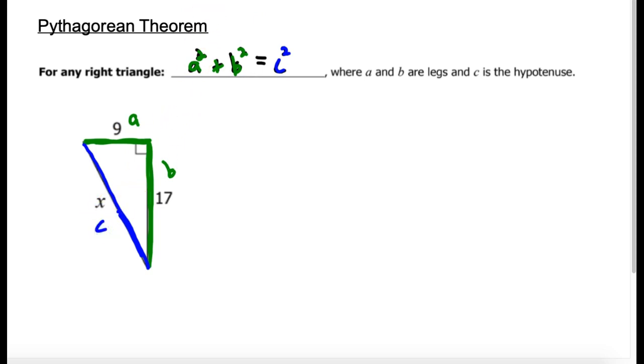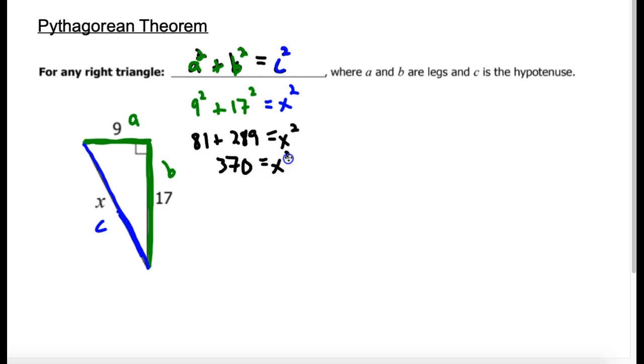And then this would be C. So my setup, if I'm doing A squared plus B squared equals C squared, is going to be 9 squared plus 17 squared equals x squared. Now we just want to square both of these values. 9 squared is 81, 17 squared is 289, and that'll equal x squared. Add these together, and I believe that comes to 370. So we get 370 equals x squared.